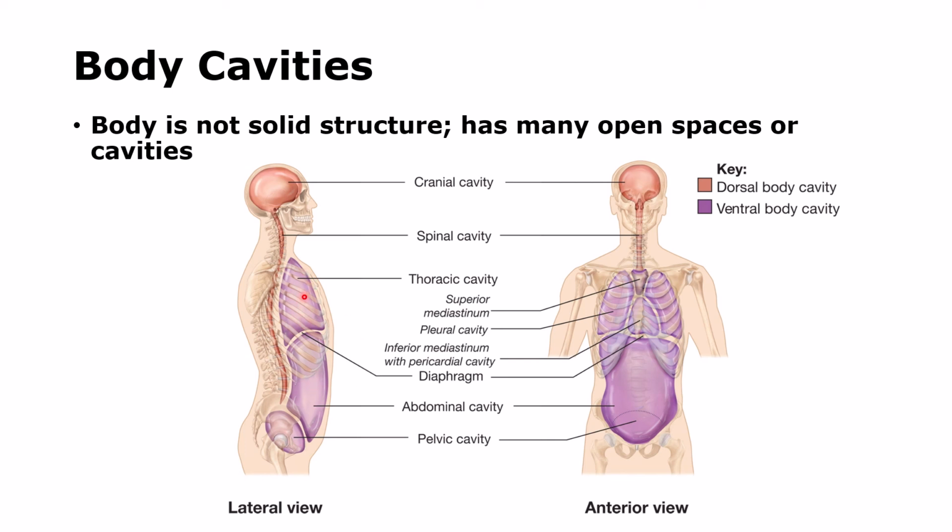The thoracic cavity divides into the pleural cavities. Inside the pleural cavities, the lungs are located, and you have a mediastinum. Here you have the heart, and the great blood vessels are located in the mediastinum. And the diaphragm is a muscle that separates the thoracic cavity from the abdominopelvic cavity.